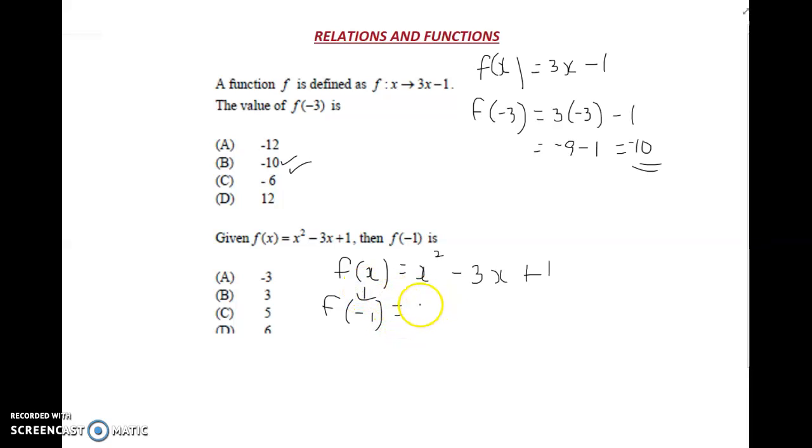So we get minus 1 squared minus 3 minus 1. So minus 1 squared is minus 1 by minus 1, which is 1. This will be plus 3. Yes, we did do this one already. I apologize for that, but just testing you all.